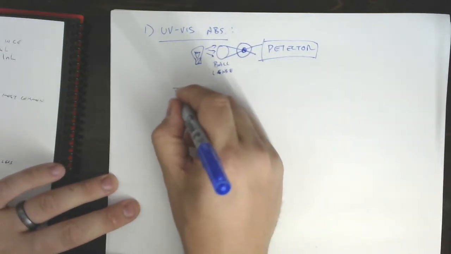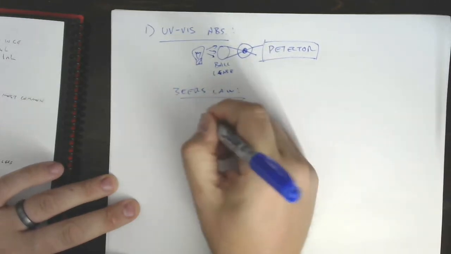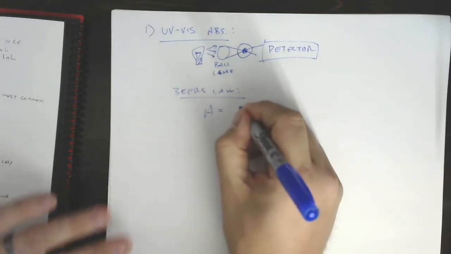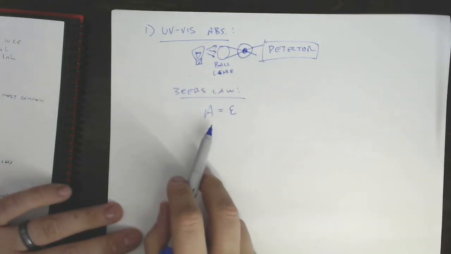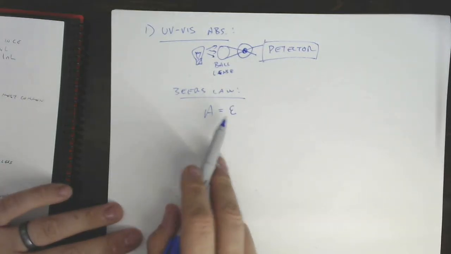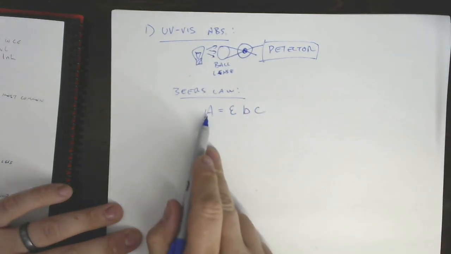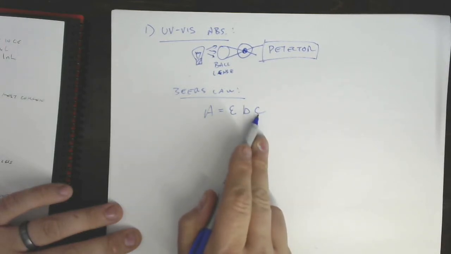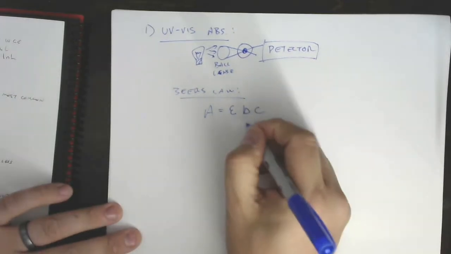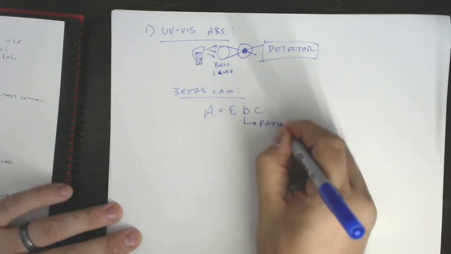UV vis absorbance is governed by Beer's law. Our signal absorbance is equal to, and I'm hoping this is review from undergrad analytical chemistry, epsilon bC. Absorbance is equal to this molar absorptivity constant, a property of the molecule, times the concentration, which is just something we're trying to determine, and this is the sticky wicket. This is where it becomes tricky. This is the path length.